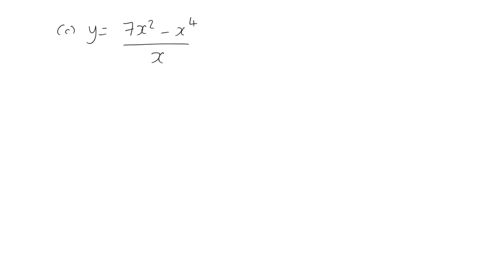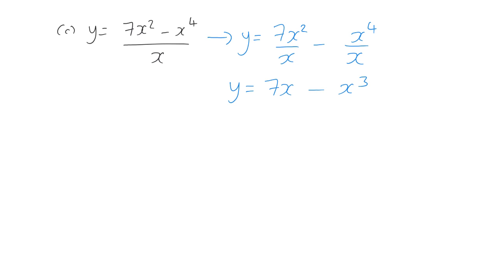Okay, our next one then, y equals 7x squared minus x to the 4 all over x. So we're going to rewrite that. When you've got one thing in the bottom, you can split them up. So we'd have 7x squared over x minus x to the 4 over x. And then using your rules of indices, you'd cancel that down and then would differentiate. So differentiate 7x would get 7. Differentiate minus x cubed, you get minus 3x, take 1 away, squared.